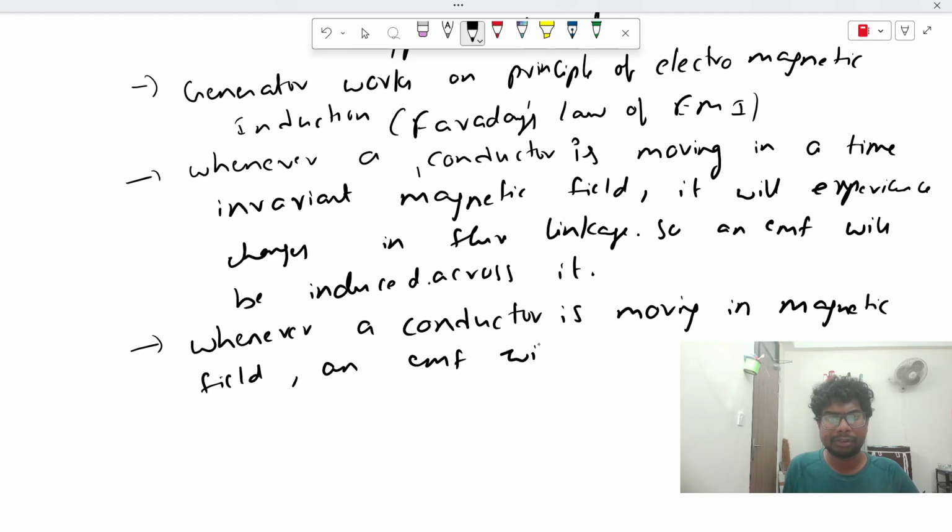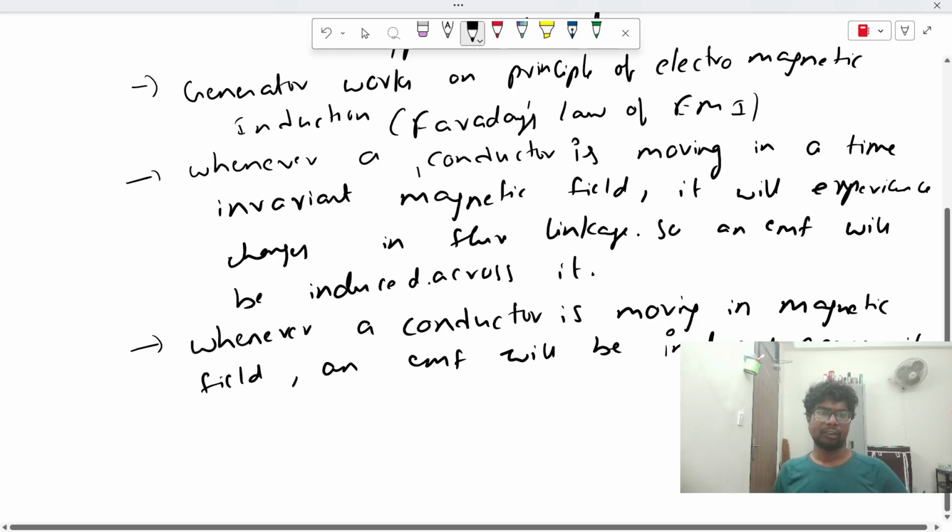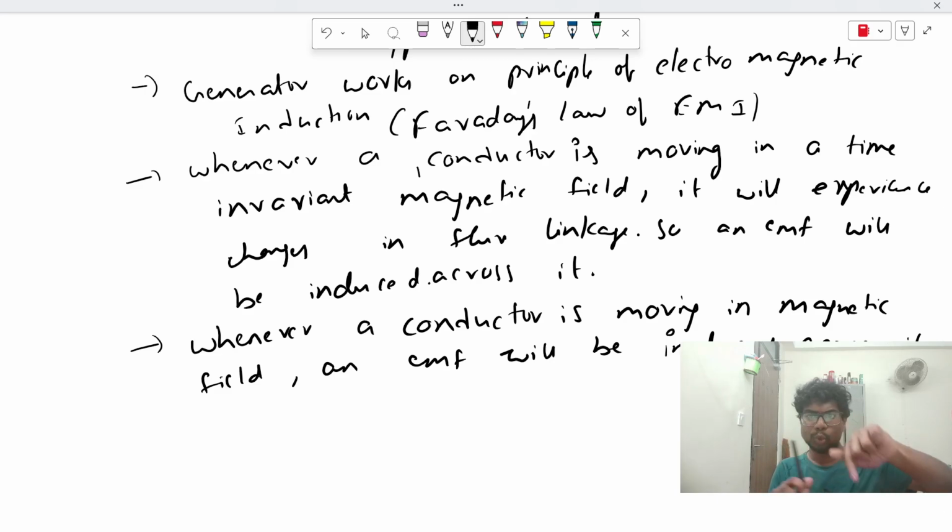an EMF will be induced across it. What is it saying? One conductor is there. Suppose this is one conductor. If it is moving near the magnet, or near the magnetic field, then an EMF will be induced across it. Okay. With an example, I will explain after 2 or 3 minutes, but just understand that.